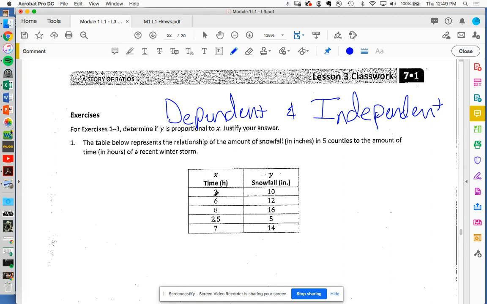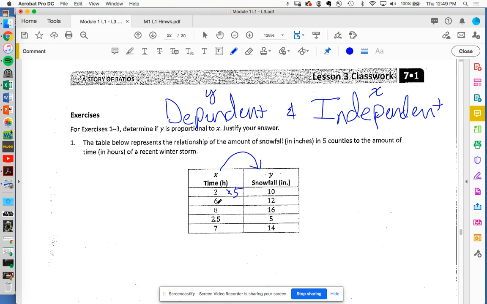But it's over these counties. So this is your dependent. This is your independent, right? Y and X. The amount of snow you get depends on how long it snowed. That make sense? Okay. So now, what is my constant of proportionality? What am I doing to the x value to get to the y value? Well, in this first one, 2 times what is 10? 5. So that's times 5.